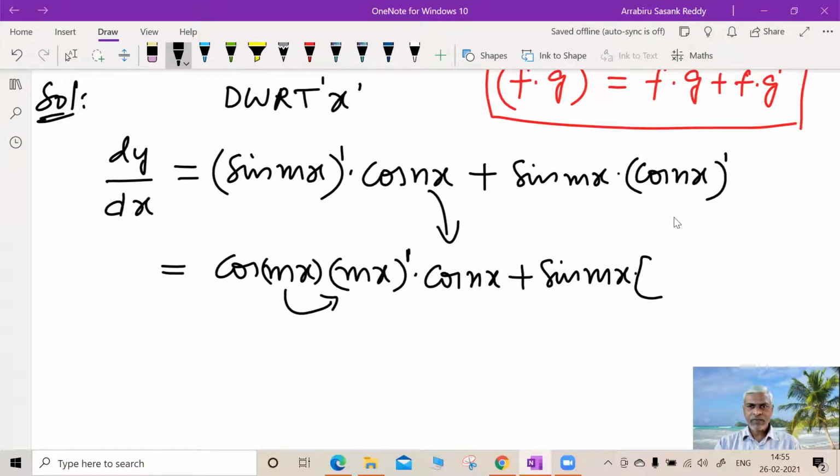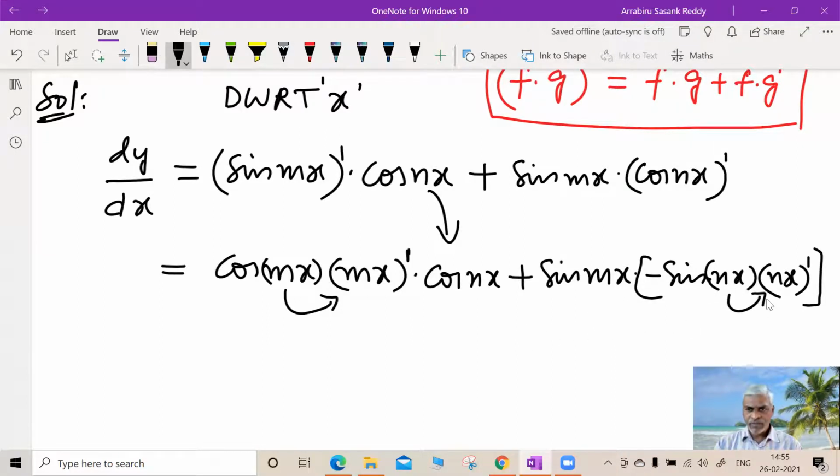So differentiation of cos x is minus sin x and differentiation of cos nx is minus sin nx. Again nx differentiation. If x alone is there, we need not differentiate. Again, in place of x, if anything else is there, we have to differentiate it again.